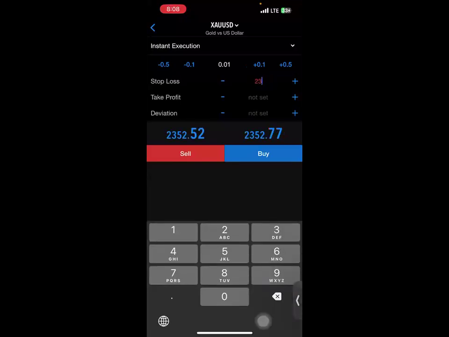So our stop loss is 23.57. Then our take profit is 23.48.